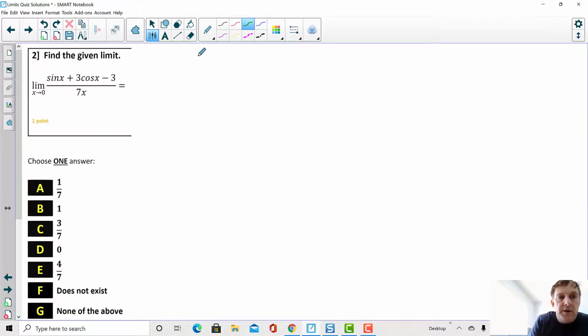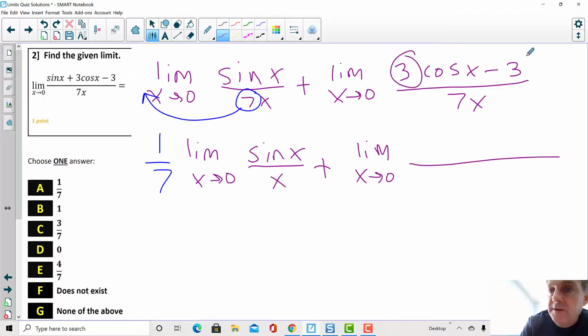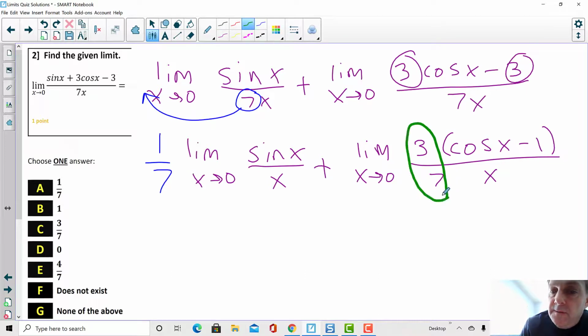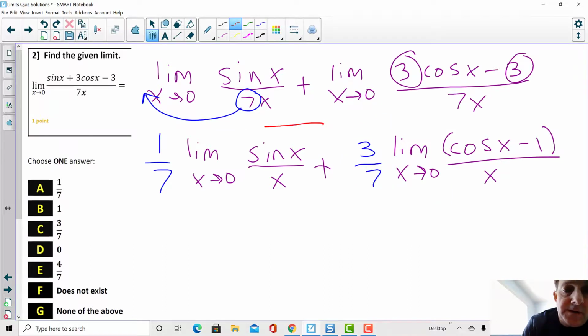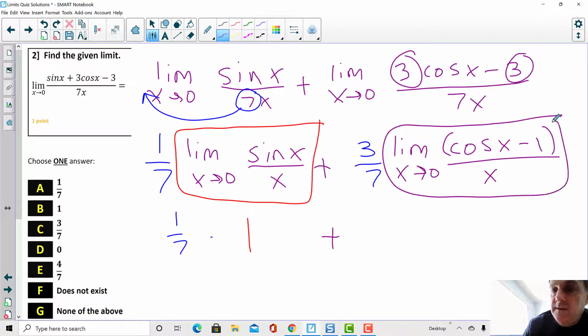Okay, for this limit, we're going to break up the fraction into two pieces, and each piece will get its own limit. Okay, on the first limit, we're going to bring the 7 to the outside. On the second one, we're going to factor out the 3, and we can even bring these numbers to the outside because it's just a constant. Now we have a special rule for this one. That's going to be 1. We have a special rule for this one. That's going to be 0. Final answer is going to be 1 over 7.